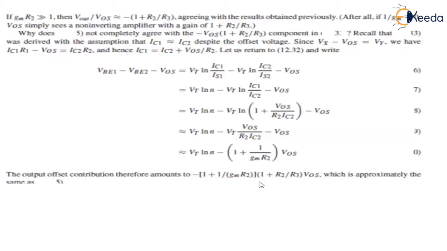This is a simple example in which the output offset voltage is taken into consideration. Previously, the two collector currents IC1 and IC2 were taken equal. In this case we have not taken them equal; we have taken them different and solved for VOS to Vout.